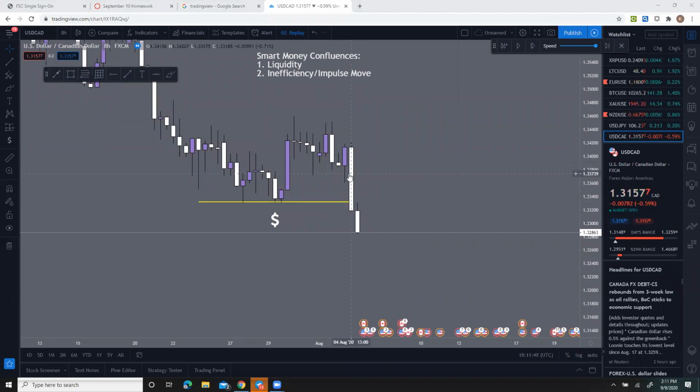You see how these candles just break through all this liquidity? And why is it important that it breaks through liquidity? What has happened? It's collected all the money down there as far as stop losses. All those stop losses have been collected. Correct.